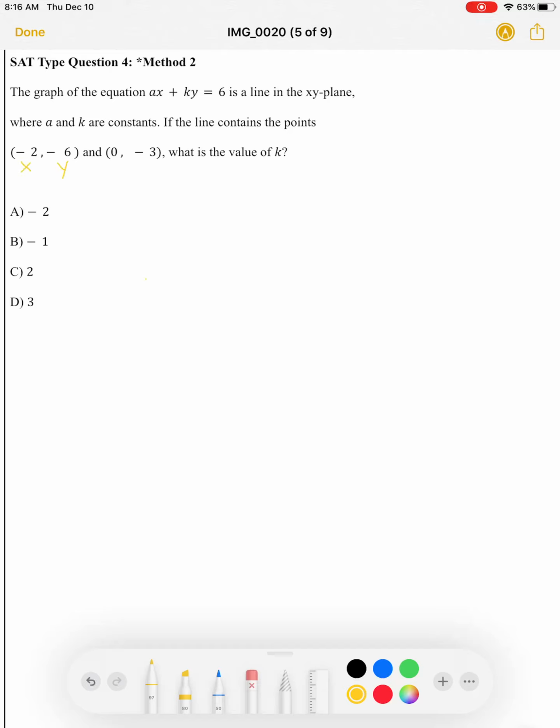Each point represents an x and y value given to us. So I'm just going to label them both with an x and y. We've used substitution before when given an equation, so that is simply what I'm going to do. I'm going to substitute the value of x in for x, and the value of y in for y. That would give me a times negative 2 plus k times negative 6, and it would have to equal 6.